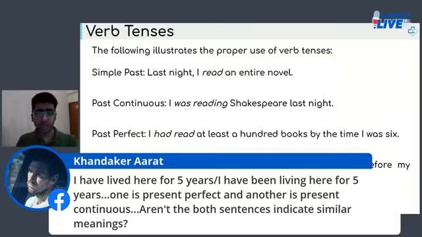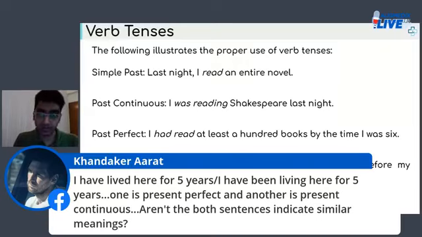But on the other hand, if you go with the second option where you say, I have been living here for 5 years, it clearly means that you're still living here and you are not done living here. You follow? Am I clear? I hope I am. Okay. But yes, to answer your query directly, if both the sentences mean the same, yes, they do mean the same.